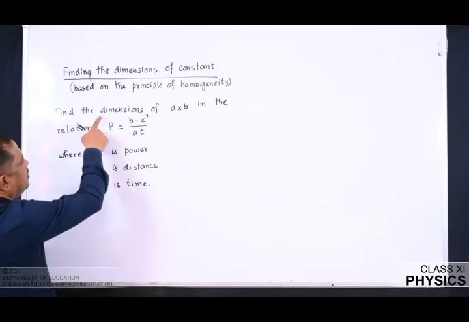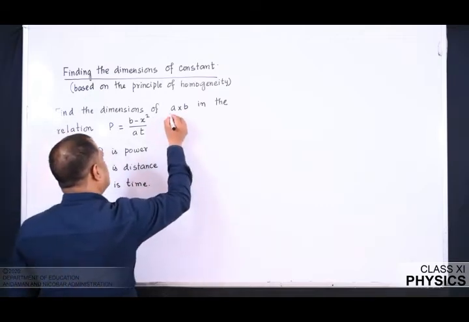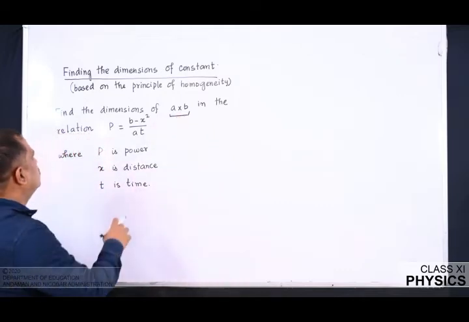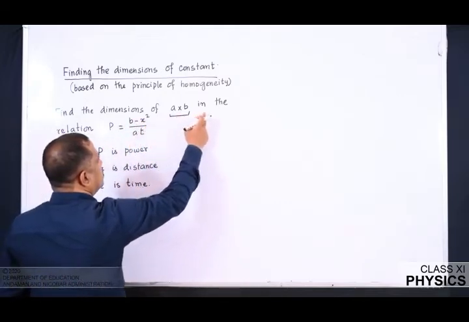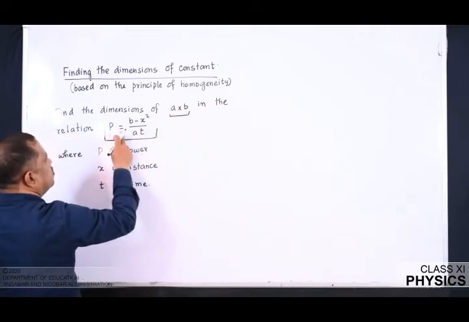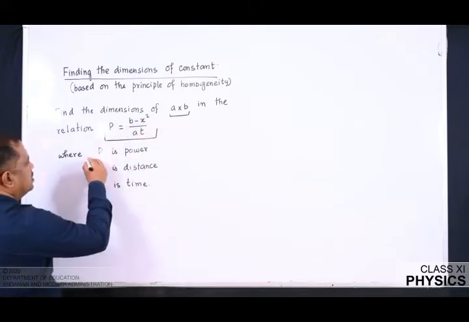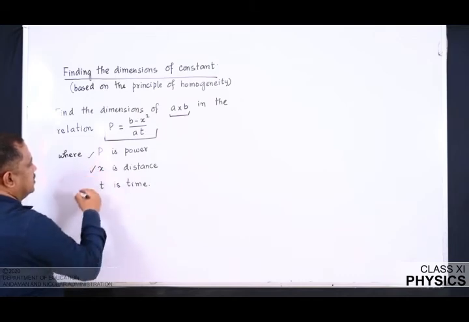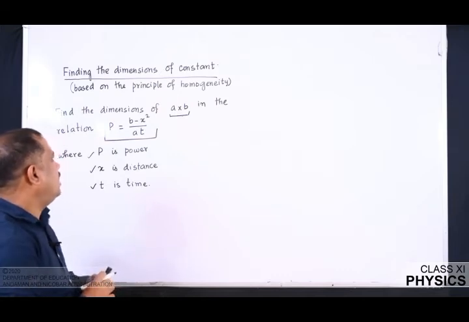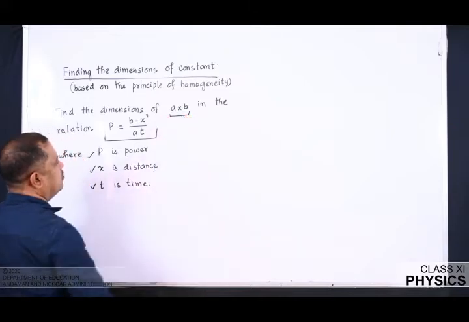It says, find the dimension of A times B. So, we have to find the dimension of A and B, and then find the product of the dimensions. The relation given is P is equal to (B minus x square) over A times t, where P is the power, x is distance and t is time. I need to find the dimensions of A times B.